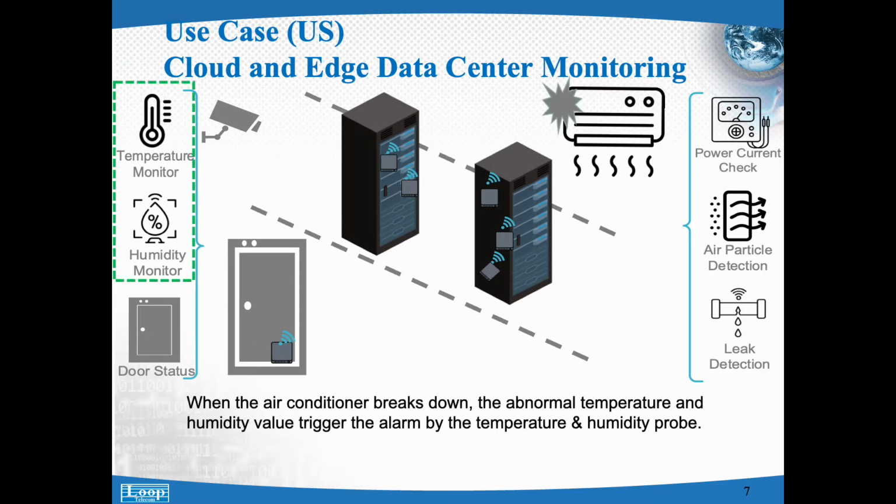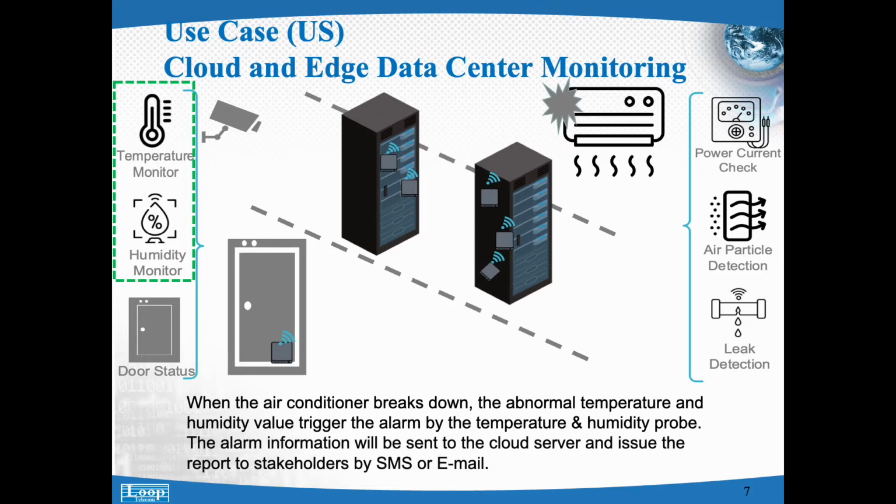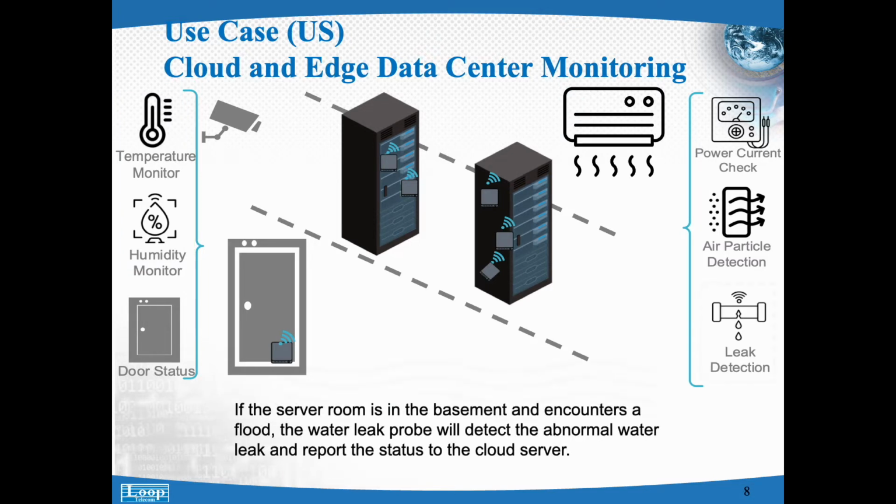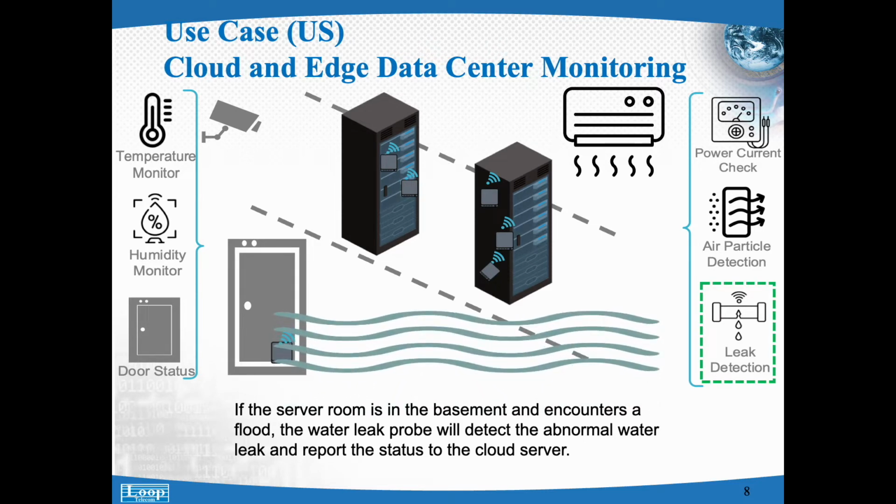When the air conditioner breaks down, the abnormal temperature and humidity value trigger the alarm by the temperature and humidity probe. The alarm information will be sent to the cloud server and issue the report to stakeholders by SMS or email. If the server room is in the basement and encounters a block, the water leak probe will detect the abnormal water leak and report the status to the cloud server.